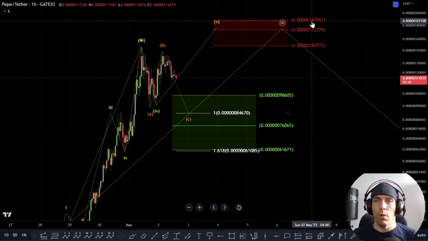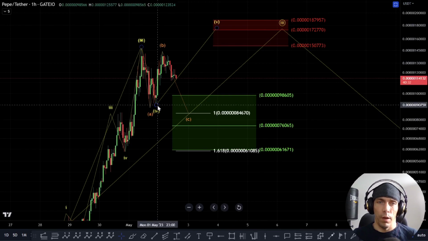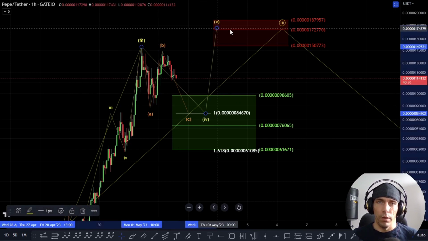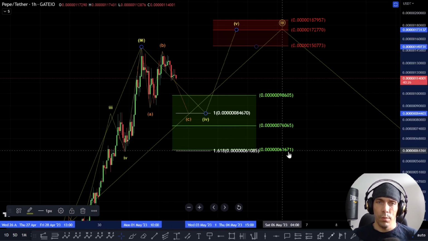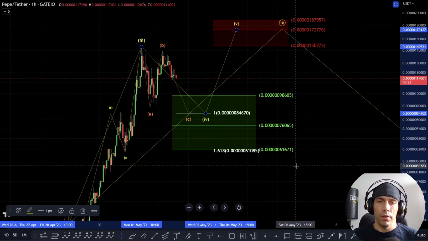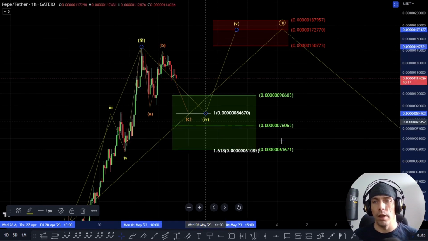Now, that fifth wave, provided that we came down to this 1-to-1, could potentially look to actually bring us up into the zone of this 187.957 area to this 150.773 area. Now, this would be looking for this as a fifth wave, looking to actually complete from this point here. So this would be looking to hold the support zone. Really, if we start to break down below this 616, it would become less likely that we are still within this current structure that we're looking to track now.